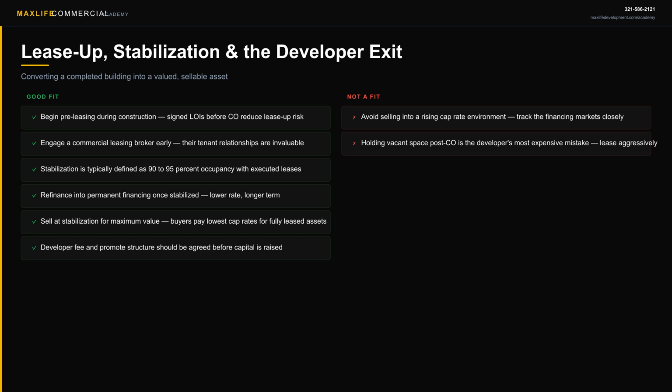This is the full development cycle. From raw dirt to a stabilized, valuable commercial asset. It is complex, it is risky, and it is one of the most rewarding paths in commercial real estate when you execute it correctly. That is why we built our practice around it at MaxLife Commercial.